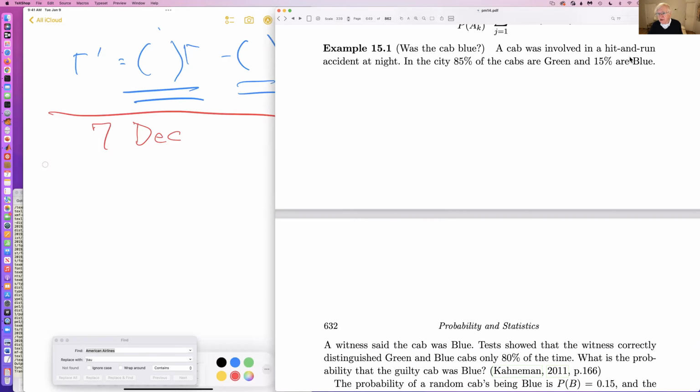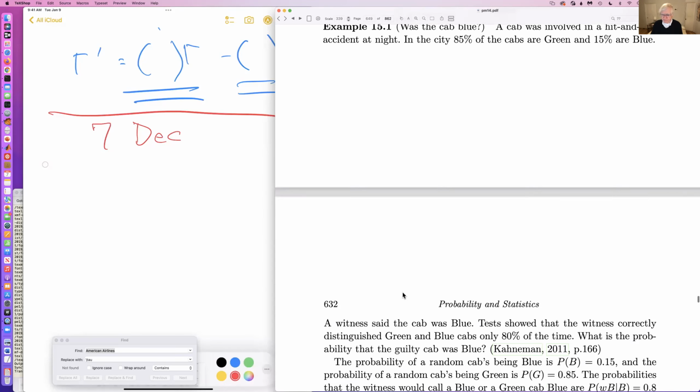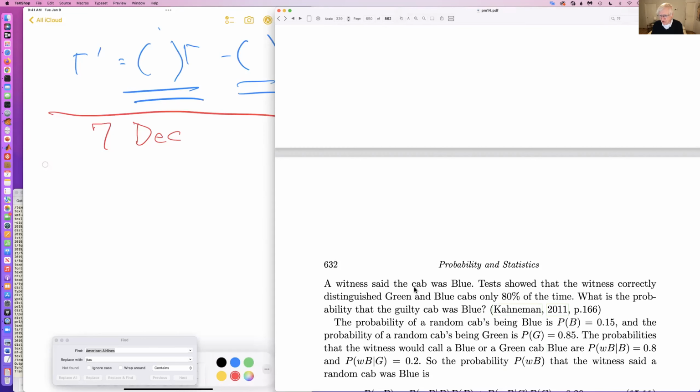All right, a cab was involved in a hit and run accident at night. In this city, 85% of the cabs are green, 15% are blue. Here, let me just write it down. Another note. A witness said the cab was blue. Tests showed that the witness correctly distinguished green and blue cabs only 80% of the time. What is the probability that the guilty cab was blue?